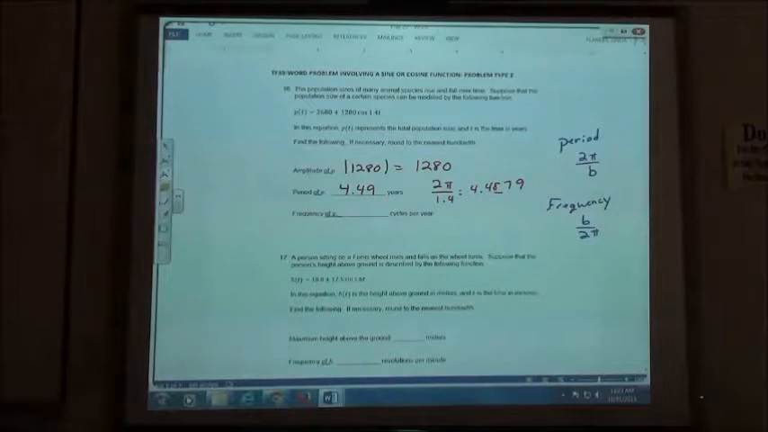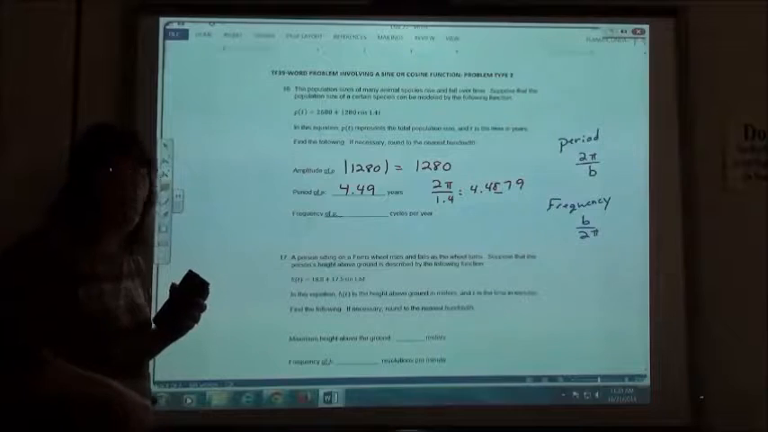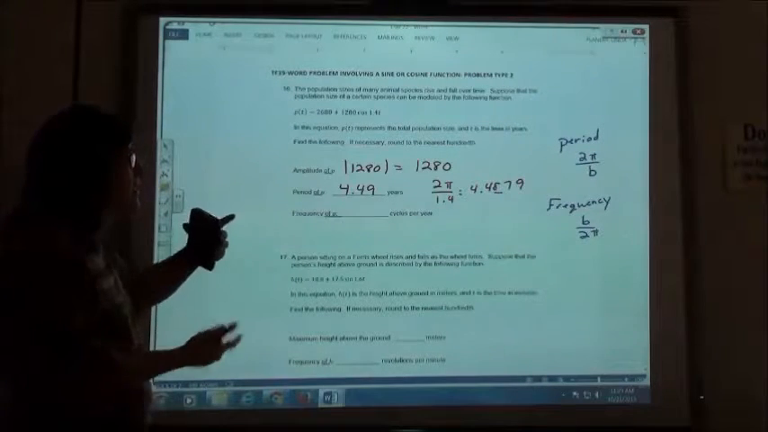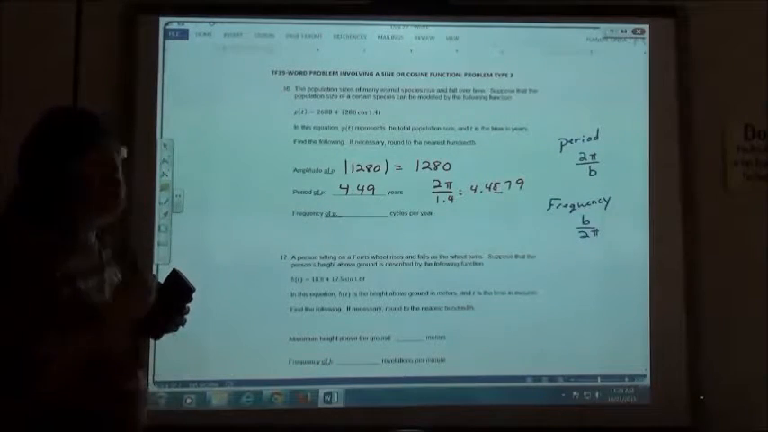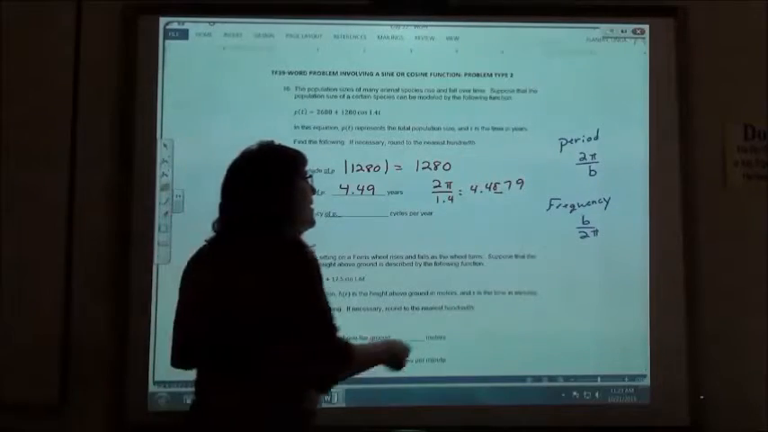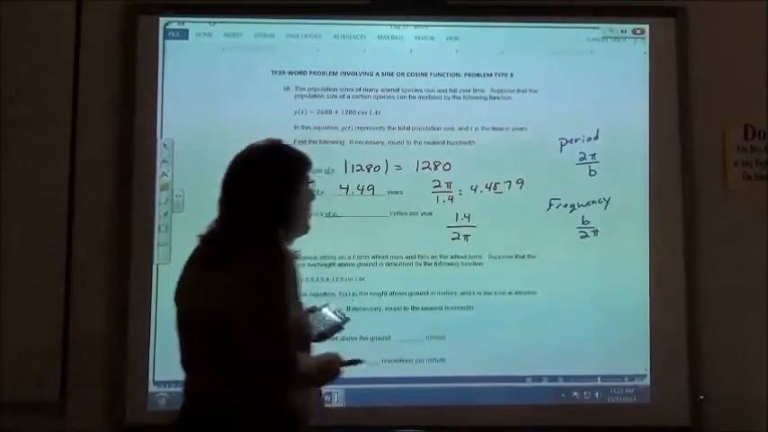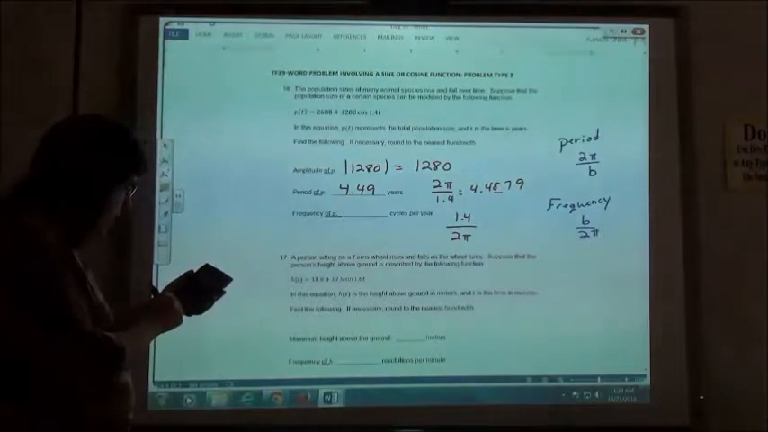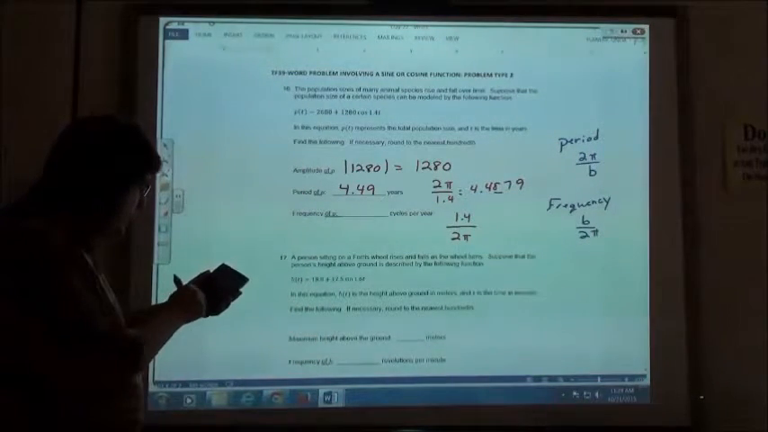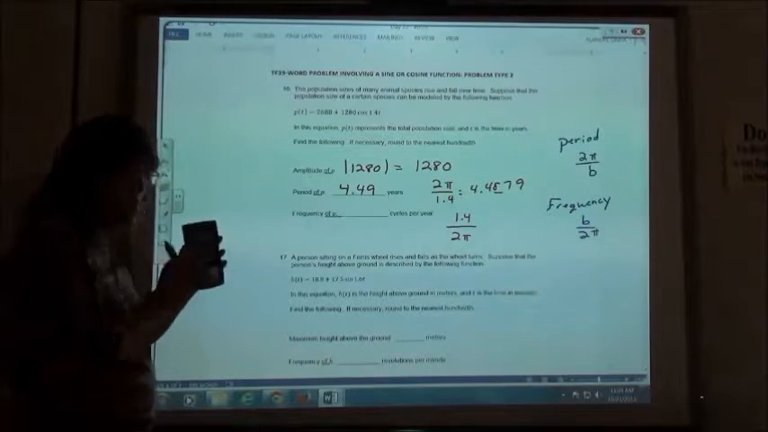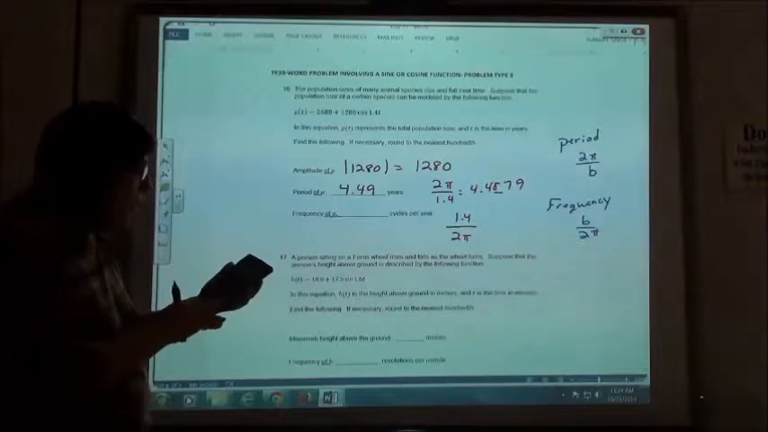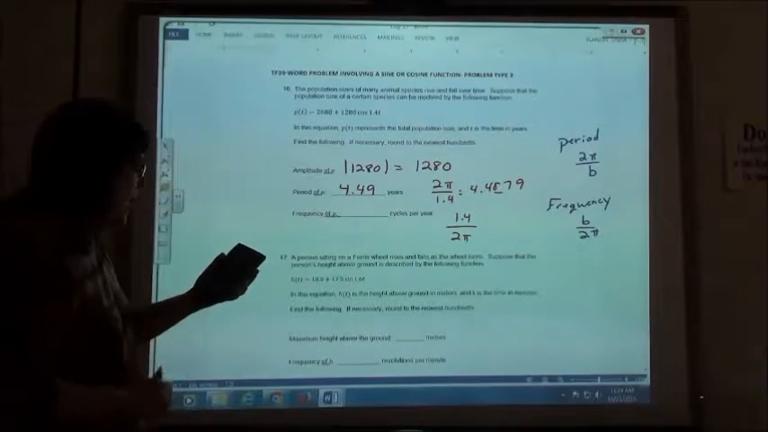My frequency of cycles per year, how many cycles per year am I going to get? I'm going to basically just flip my period upside down and do b over 2 pi. So I'm going to have 1.4 over 2 pi. And again, I would just use my calculator and do 1.4 divided by 2 shift pi. So the 2 pi shows up right behind the division.